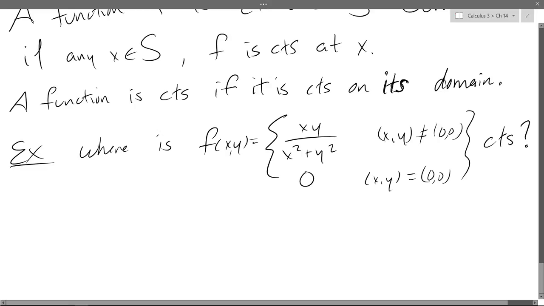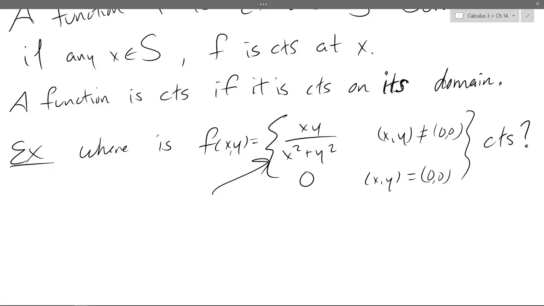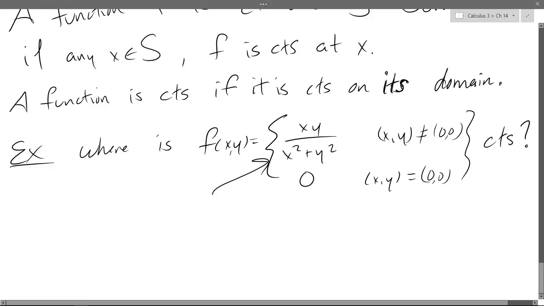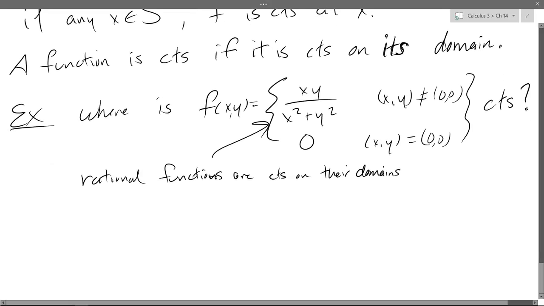So where is this function continuous? Well, from what we know about rational functions, it's continuous in most places. What's the only chance you have to divide by zero? At 0, 0. So this first piece looks continuous everywhere away from 0, 0. Even if x is 0, as long as y is not 0, you're not dividing by 0. You just have a rational function. So rational functions are continuous on their domains. So all you really need to do is check the one point that's not in the domain of this rational function.